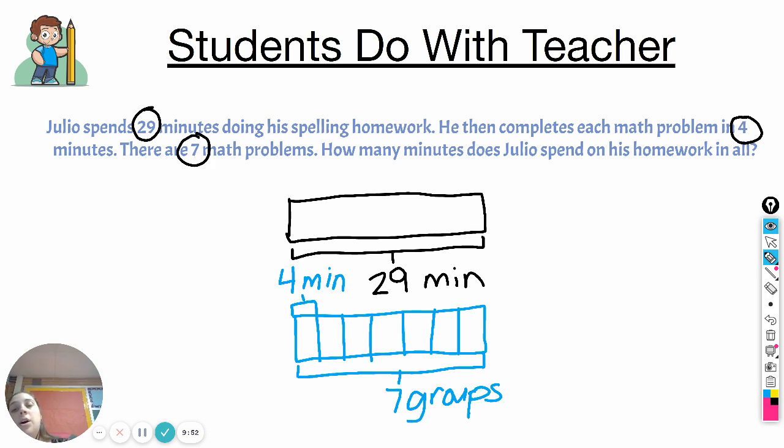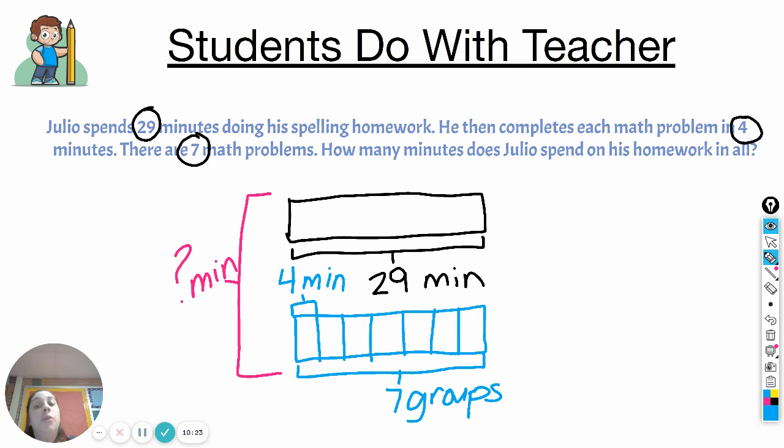And we want to know how many minutes it takes all together. So if we add those 2 tape diagrams together, how many minutes does that equal? How many minutes does he spend on all his homework, spelling and math all together? Okay, so we already know how much this piece is. It's 29 minutes. We don't know how much this piece is, but we know there's 7 groups of 4.